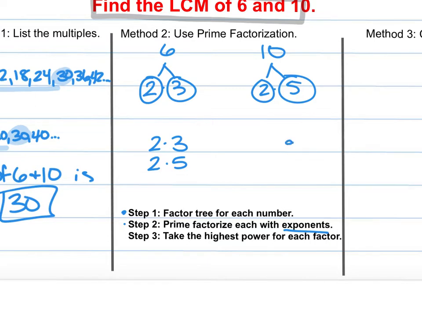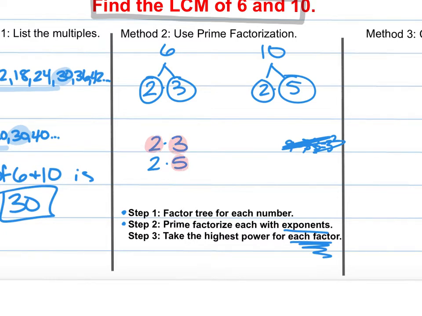So for example, if it were 9, we would not write 9 as 3 times 3. We would want to write it as 3 squared, just as an example. So then what we're going to do is take the highest power of each factor that appears. Notice we see that 2 shows up twice, but we're only going to consider one of them. So we're going to take a 2, we see another number 3, and we see another number 5.